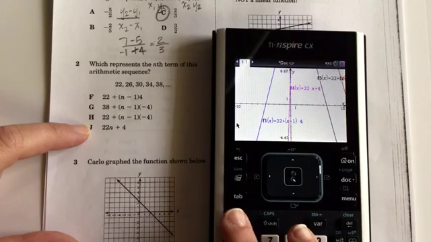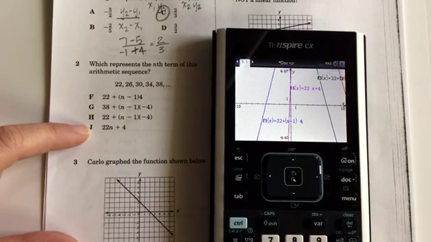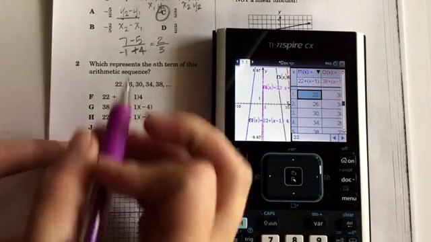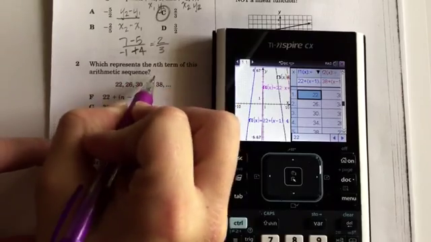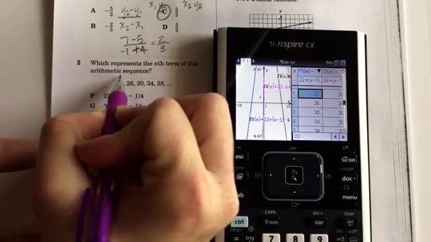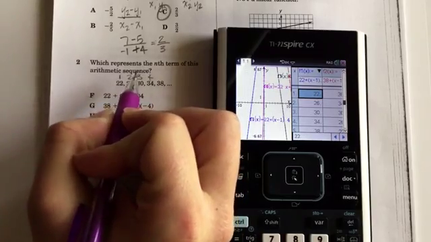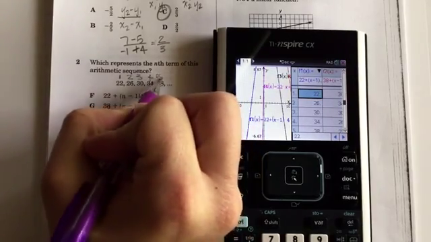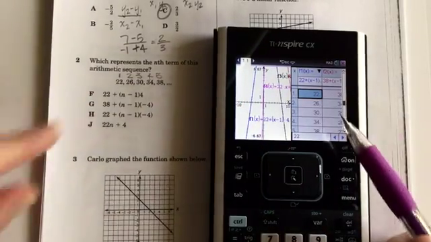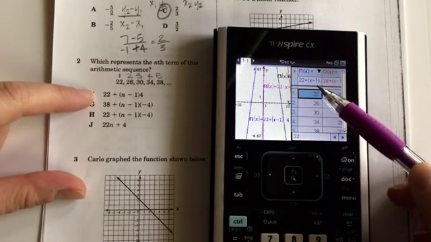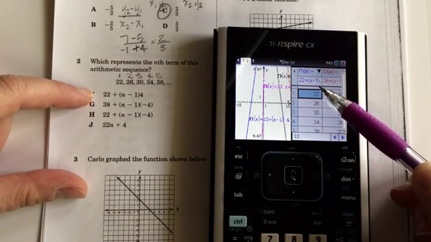I'm going to go ahead and look at my table, Control T. And here's what you have to remember. When you're talking about the nth term, this would be the first term, the second term, the third term, the fourth term, and the fifth term. So the first one has to be a 22. This is my answer choice A right here.